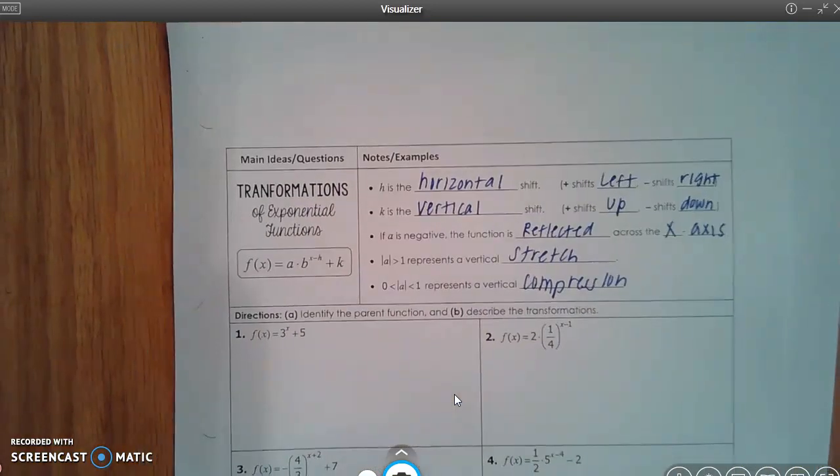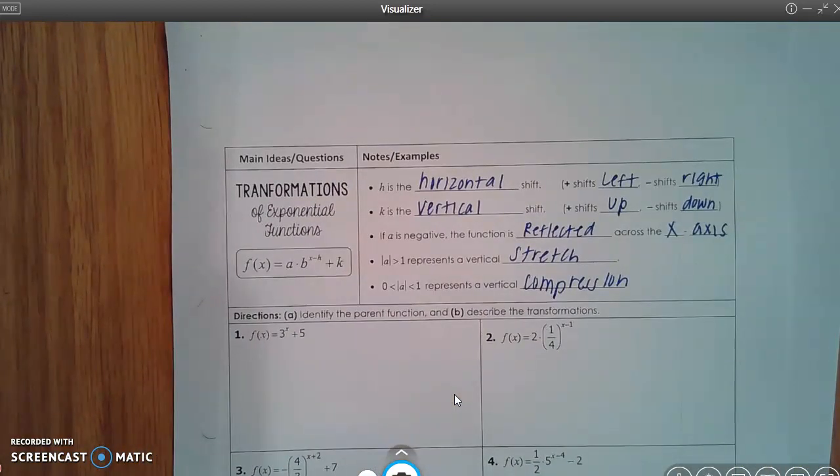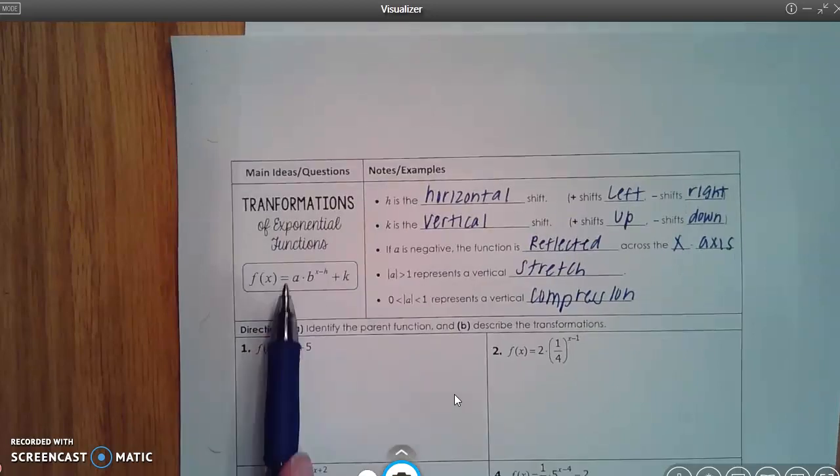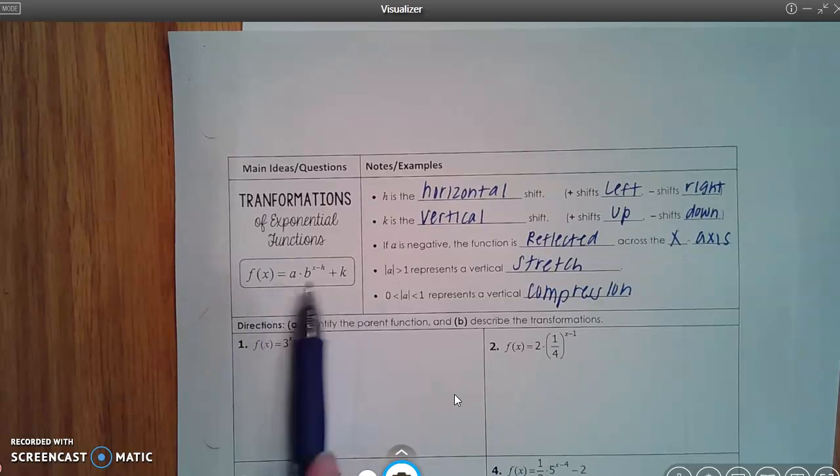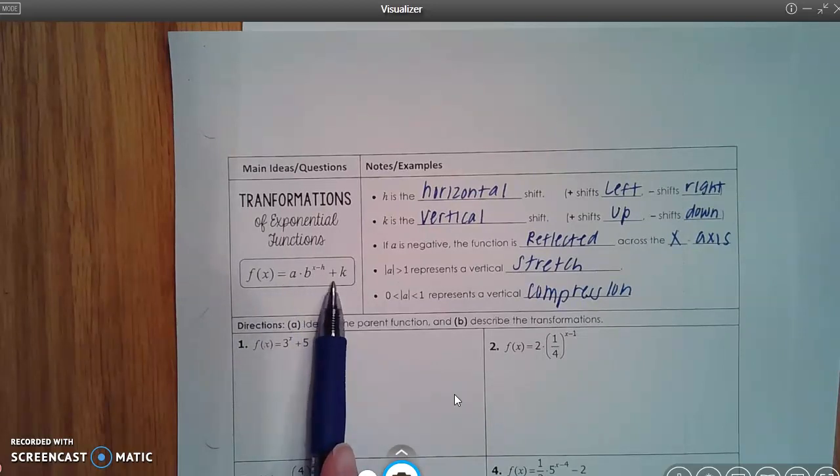This is part 2 of our graphing. Today we're going to be talking about graphing transformations of exponential functions. So here is what your function will look like: f of x is equal to a times b to the x minus h, plus k.